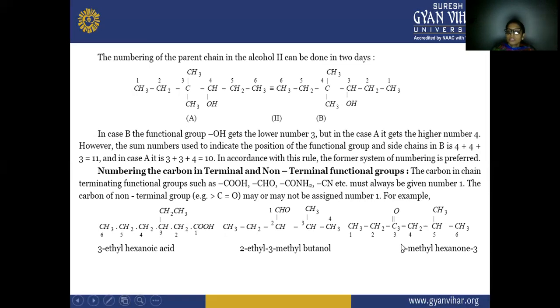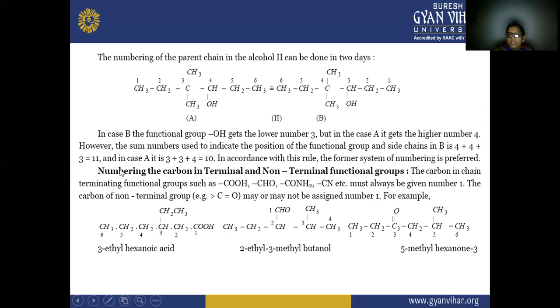Next is CH3, CH2, CO, CH2, CH, CH3. So this is a non-terminal group. We can't start the numbering from this carbon, but we can start the numbering from this carbon atom. So here the numbering will start from this CH3 group. So its name is 5-methylhexan-3-one.